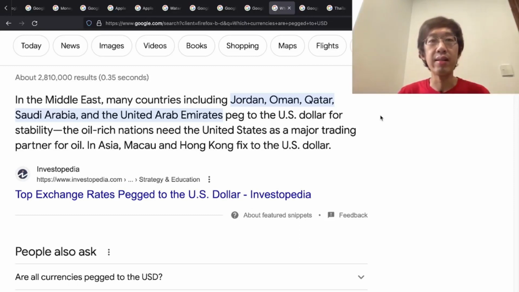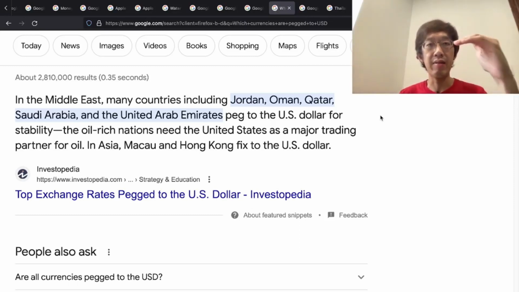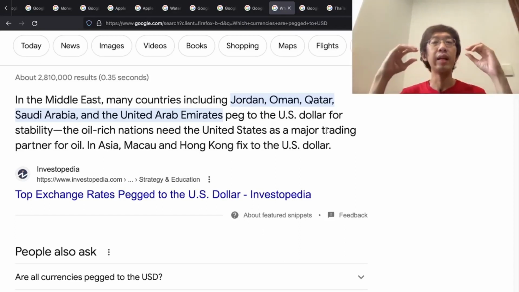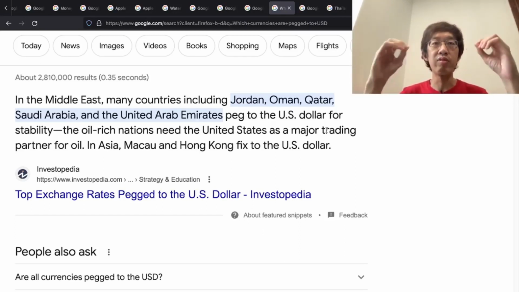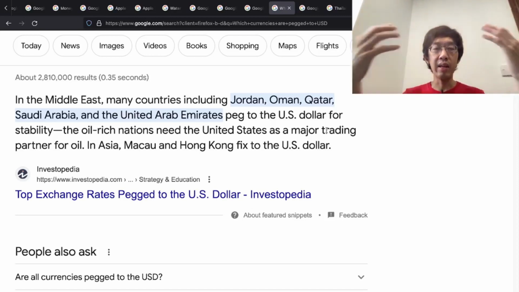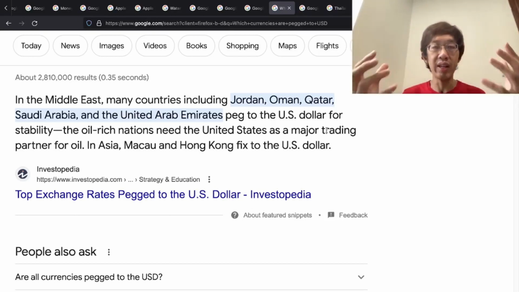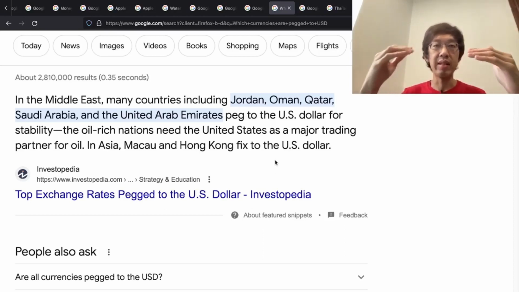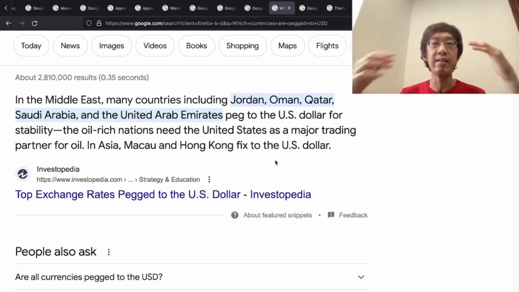One thing you need to know is that a lot of countries peg their currency to the US dollar. For example, Jordan, Oman, Qatar, Saudi Arabia, UAE, a lot of oil producing countries, because they trade oil in US dollars. So it's really important that their currency is stable, so that oil producers can sell their oil, get US dollars, and convert them into their local currency right away without having to worry about currency fluctuations. In Asia, Macau and Hong Kong, of course, and a lot of countries try to stabilize their currency against the US dollar or euro in some way.